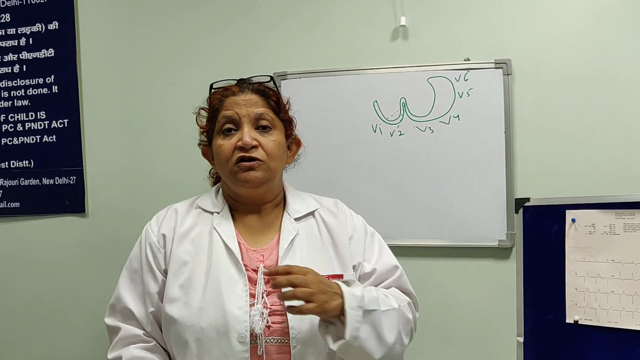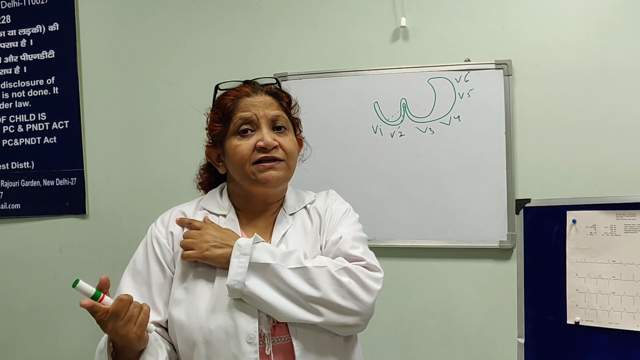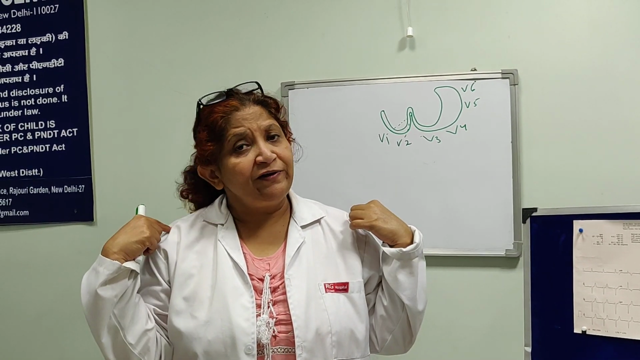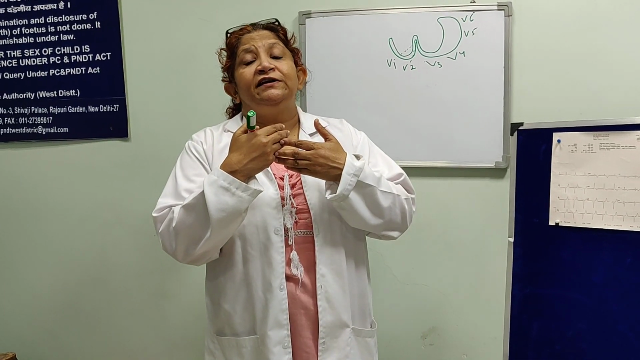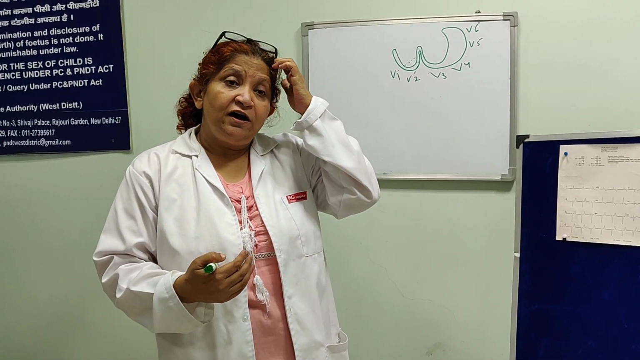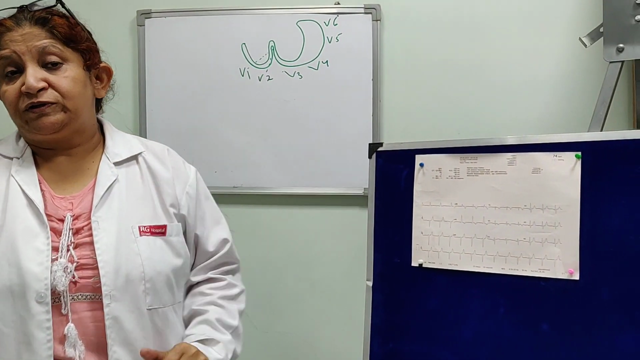And when we talk about augmented leads, AVF is directly on the 90 degree because augmented lead is unipolar. So one you have on the right arm, that is AVR, one you have on the left arm, that is AVL. Because positive electrodes are there, they are looking like this. And AVF is in the foot, so positive pole is there, so it is looking like this, exactly at the 90 degree. So 2, 3, AVF are inferior lead groups.